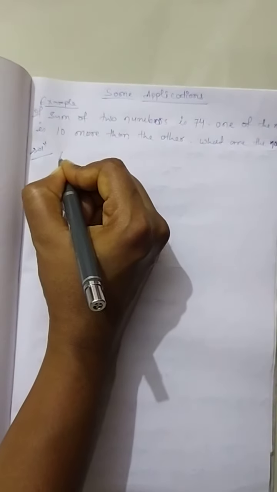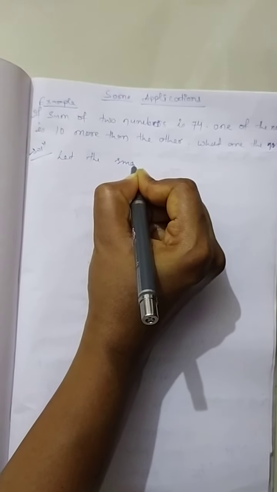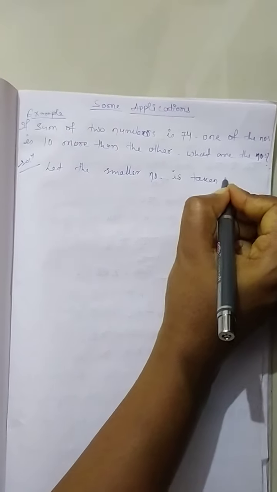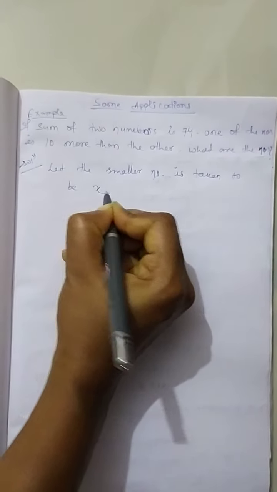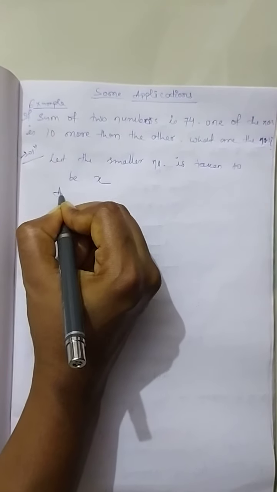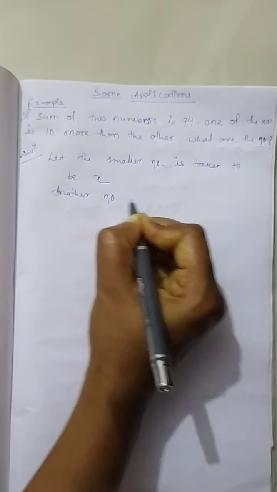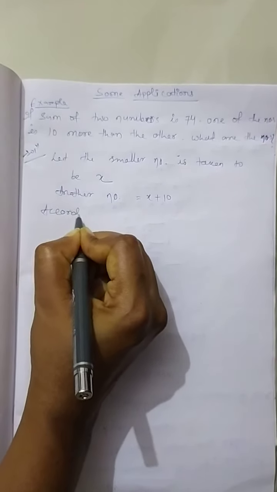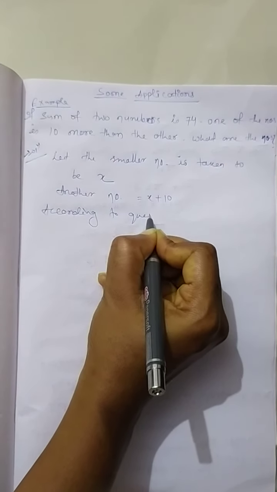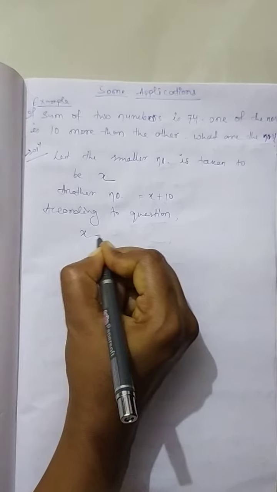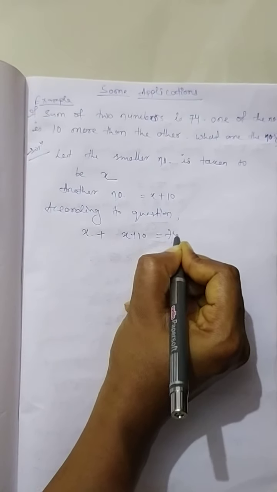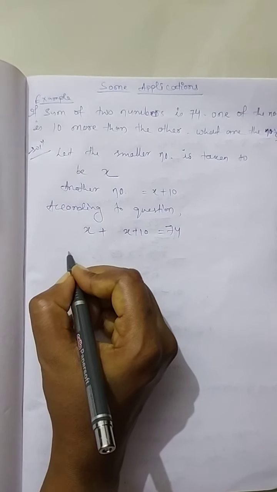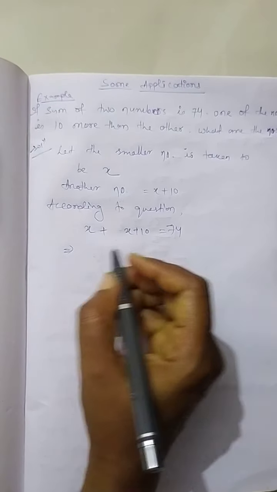How can we solve? Let the smaller number be x. Then the other number is x plus 10, because it is 10 more than the other. According to the question, the summation of these two numbers is 74. So x plus x plus 10 is equal to 74, because we have to add these two numbers. So this is the linear equation you have.